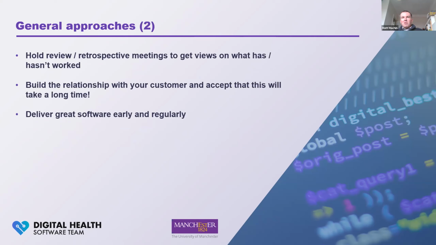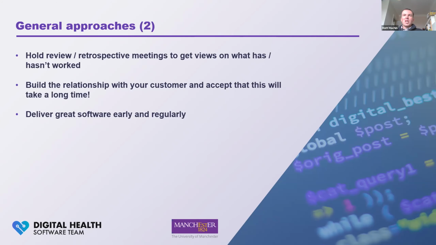Some of the other things that I've found worked is holding some sort of review or retrospective meeting with the customers or with the research team. And this could be at the very end of the project or at the end of a significant delivery. I found that I've learned things about how they view what's gone on, and how their views can differ from the views I might have or members of my team might have. And having these kind of meetings has been really helpful, and it draws out the good things as well as the things that could have been better.